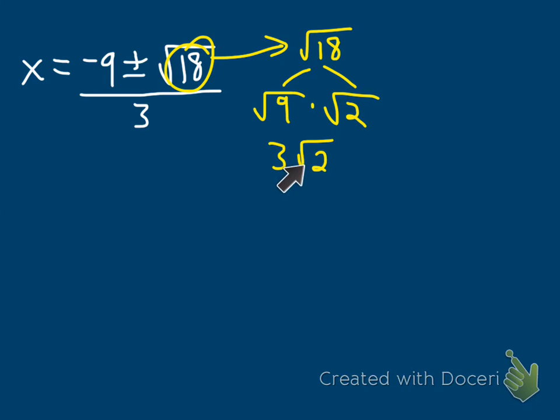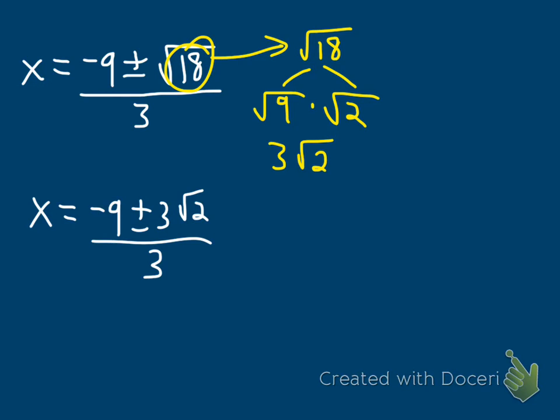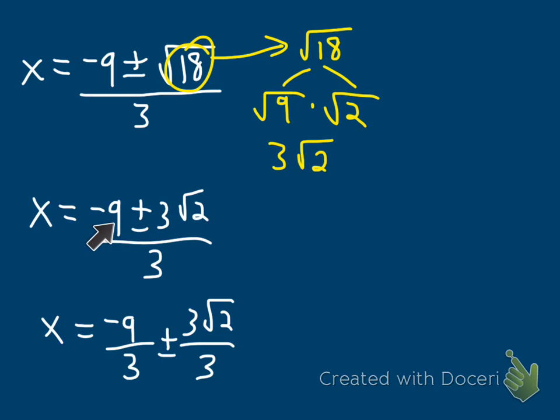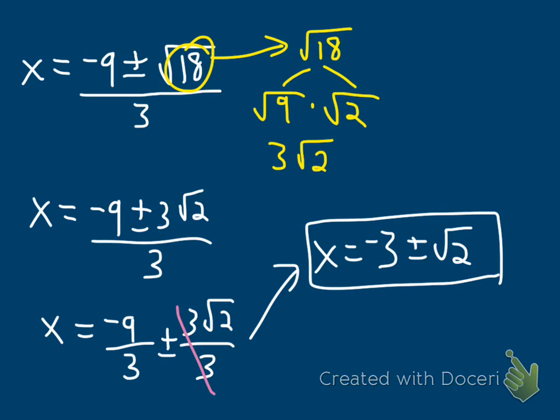So I'm going to take this 3 times the square root of 2, and I'm going to change that. Negative 9 plus or minus 3 times the square root of 2 over 3. I'm going to separate it now. Negative 9 divided by 3 plus or minus 3 square root of 2 divided by 3. Again, why can I do this? Because you have two different terms both being divided by 3. So I can just separate it into two separate fractions and then simplify from there. Negative 9 divided by 3 is negative 3. Then the 3's here will cancel, leaving me with just negative 3 plus or minus the square root of 2.